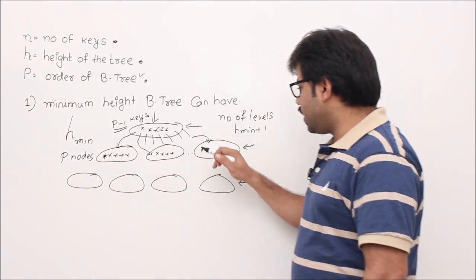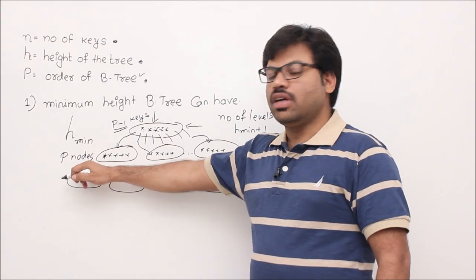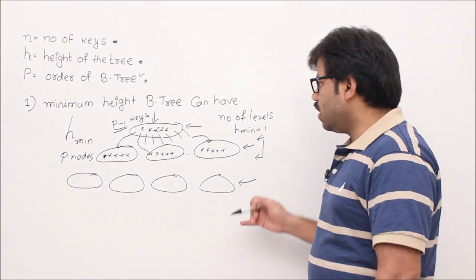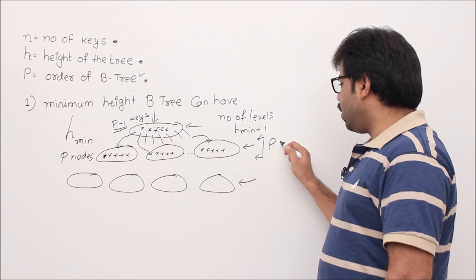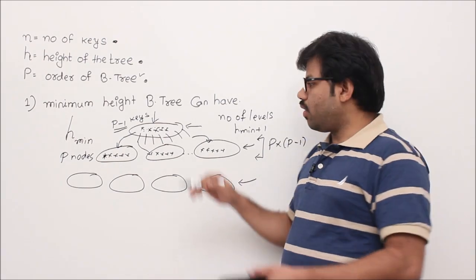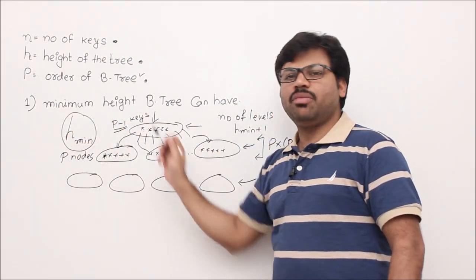Now let's focus on the second level. In the second level, there are definitely P nodes, and each node has at most P minus 1 keys. Then the total number of keys in this level will be P into P minus 1. Sir, what are you doing? I am just computing the total number of keys possible in this tree. In which tree? The height min tree.